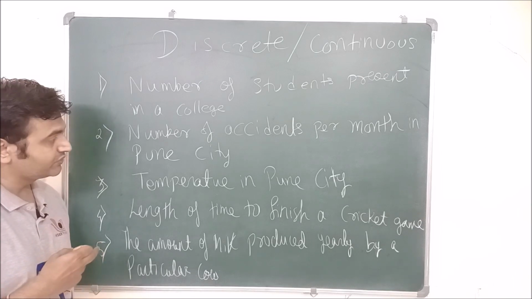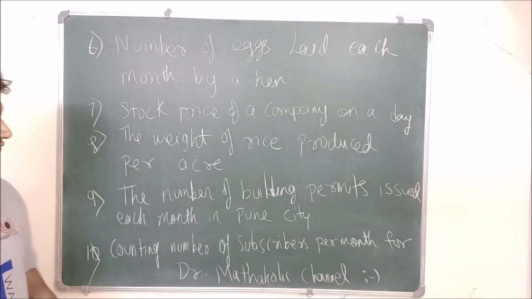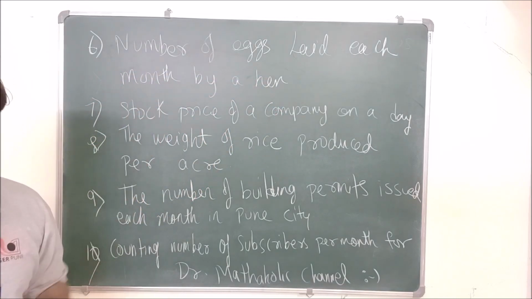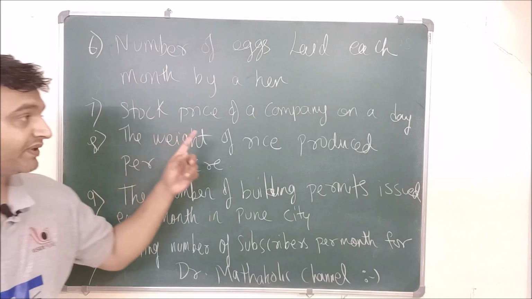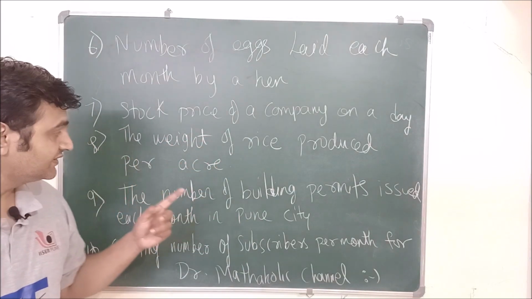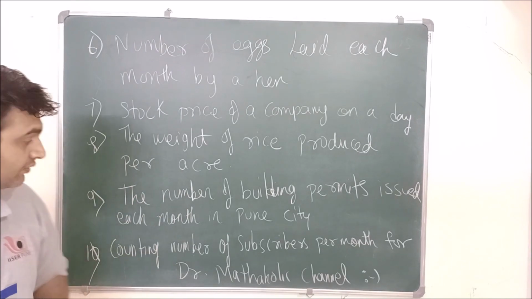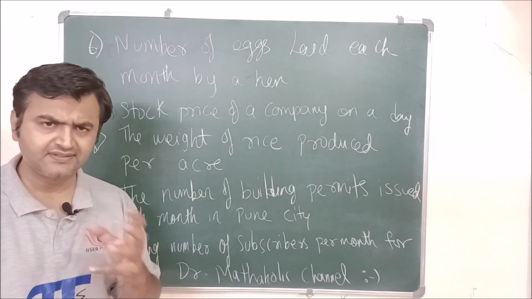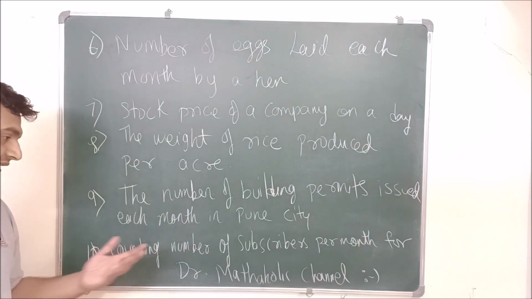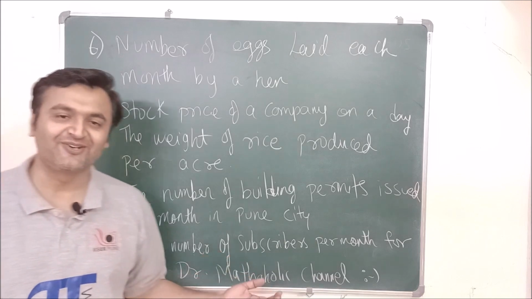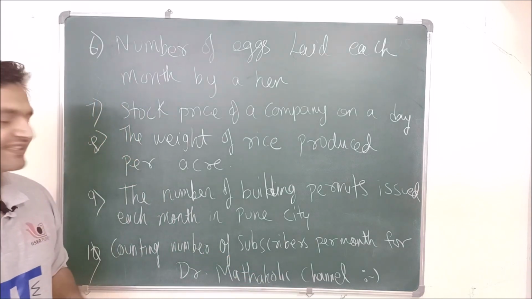I'm going to post a couple more questions. So here are 5 more. The number of eggs laid each month by a hen, the stock price of a company on a single day, the weight of rice produced per acre, the number of building permits issued each month in a certain city, and counting the number of subscribers per month for Dr. Methaholic channel. So these are the 10 questions.